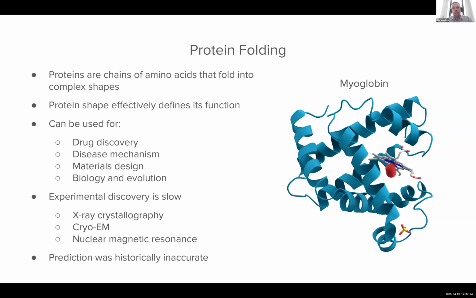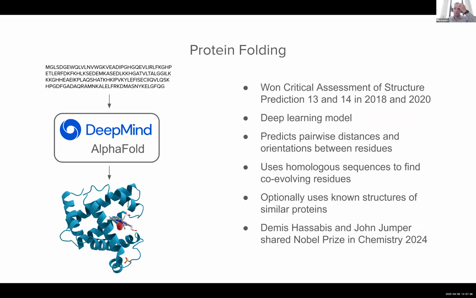That meant that over the last several decades, predicting a protein shape from its amino acid sequence was a grand challenge, but historically it was really inaccurate, inaccurate enough that the methods produced weren't super useful. But there were these grand challenges happening. In particular, there was one called the Critical Assessment of Structure Prediction, and in 2018 and 2020, their 13th and 14th challenges respectively, there was a model that came out.